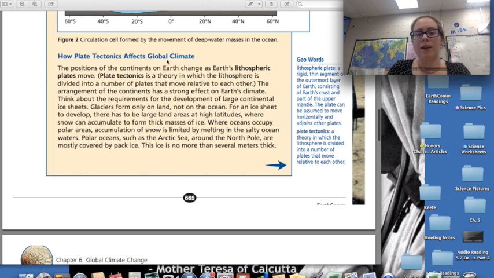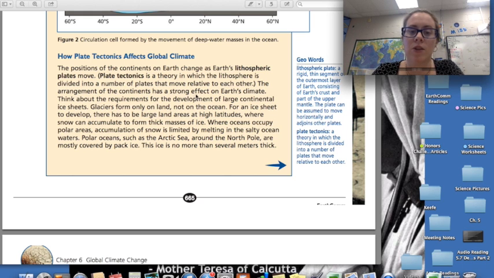Let's continue on. How plate tectonics affects global climate. The positions of the continents on Earth change as Earth's lithospheric plates move, so our continental plates and our oceanic plates. Plate tectonics is a theory in which the lithosphere is divided into a number of plates that move relative to each other. We've learned about this.